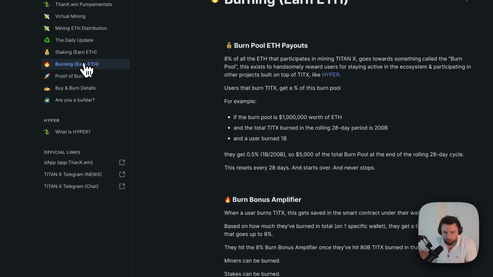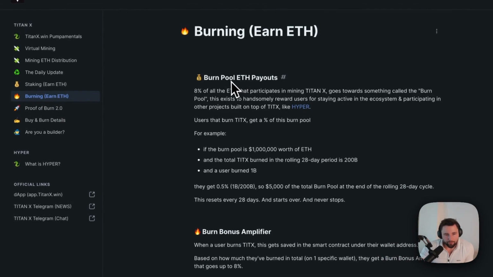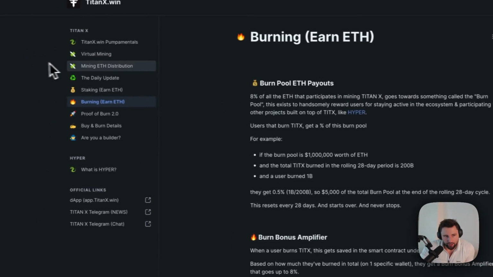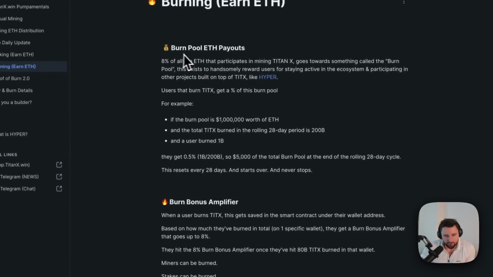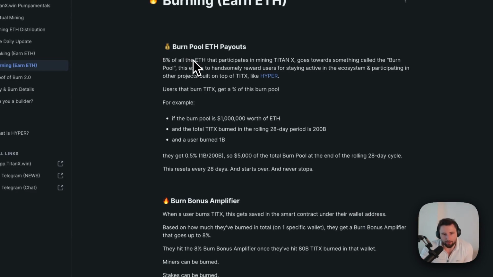Now, the next thing is burning. So with proof of burn, you can actually burn your Titan to participate in other ecosystem projects built on top of Titan X, because it's a base layer, right? It's not a layer 1 like Ethereum, but it's a coin that can be used to create other things, and people can use it and give utility to it. So when you burn, you get burn pool Ethereum payouts, like we went over in the mining Ethereum distribution. 8% of all the Ethereum that participates in mining Titan X goes towards something called the burn pool. This exists to handsomely reward users for staying active in the ecosystem and participating in other projects built on top of Titan X, like Hyper, which I won't mention anything about now, not for a long time.